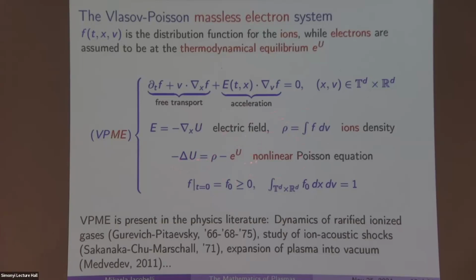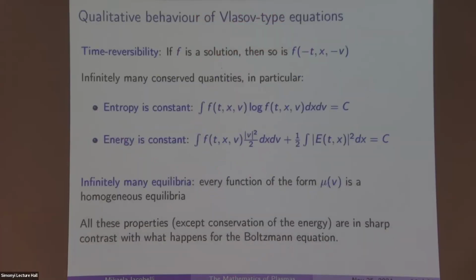Okay, so we see it here. And now the coupling is also nonlinear. Not only do we have the nonlinearity at the level of the equation, but we also have the nonlinearity at the level of the coupling. And this model is very much used in physics, in particular in the study of ion acoustic shocks, but also the expansion of plasma in the vacuum and the dynamics of rarefied shocks. But let me also talk about some properties of these equations that make them very special.